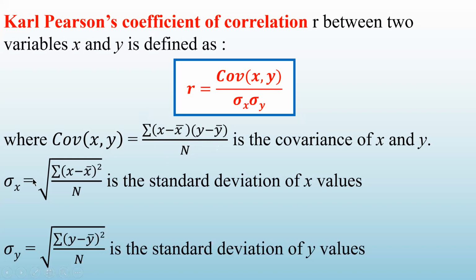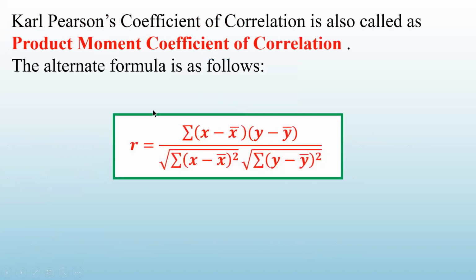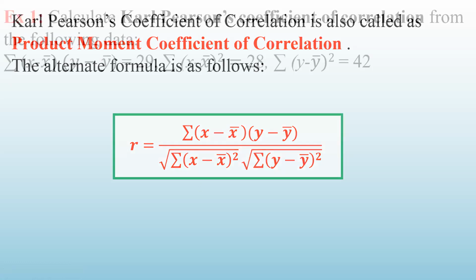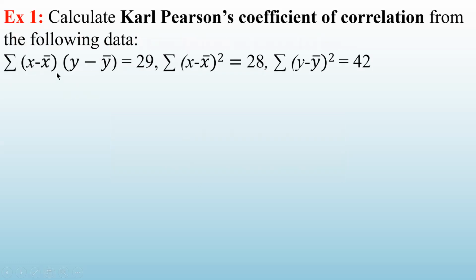Similarly, you already know what is standard deviation, standard deviation of x and standard deviation of y. If in this formula you put the values of covariance, sigma x and sigma y, then the same formula will convert into this. So you have an alternate formula to calculate the coefficient of correlation. On the basis of this formula, we have calculated coefficient of correlation in the last lecture, where these values were given to you. So this problem we have already done in the last class.